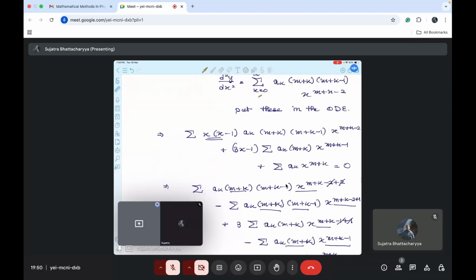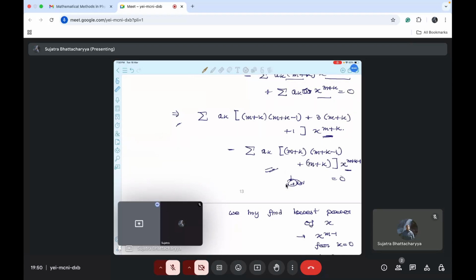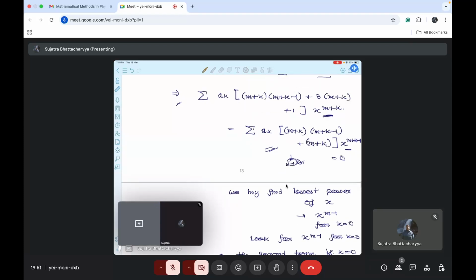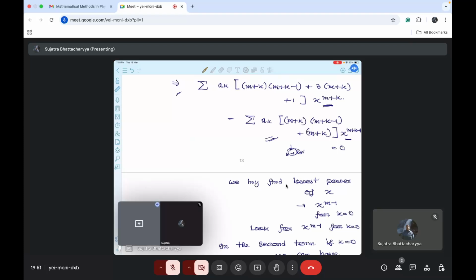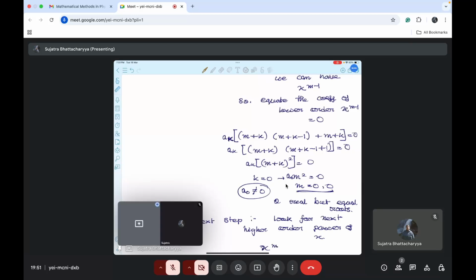Then you put these things in the actual ODE and solve for it. Go for the first step, that is, check for the lowest order. x to the power m minus 1 must be the lowest order. Sometimes it can be m minus 2 also. Put k equal to 0, check which is the lowest order of x possible, and equate its coefficient to 0 with that k value. You will get some value of m. If the roots are equal or unequal, we have a different set of solutions. We have seen it.